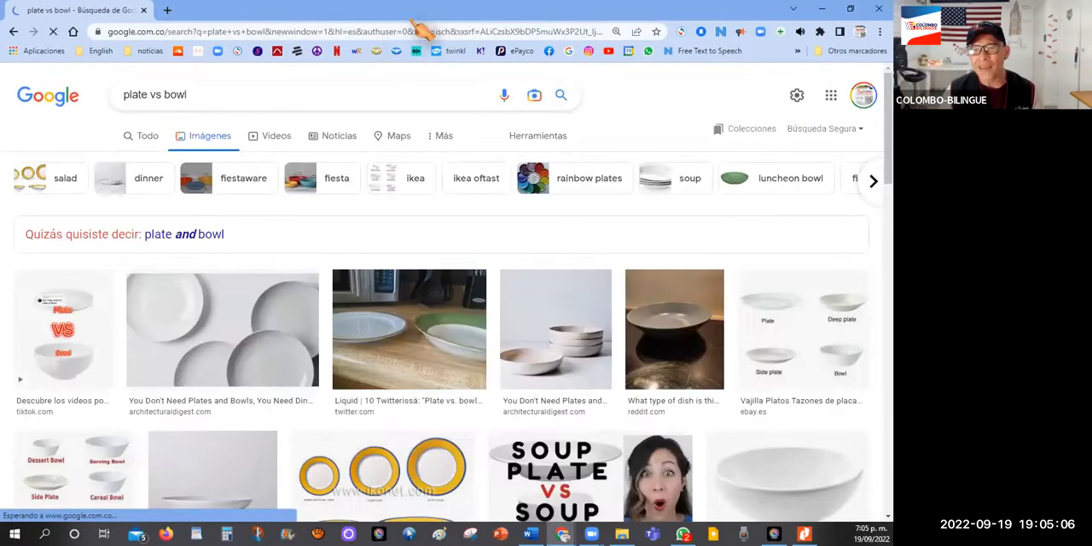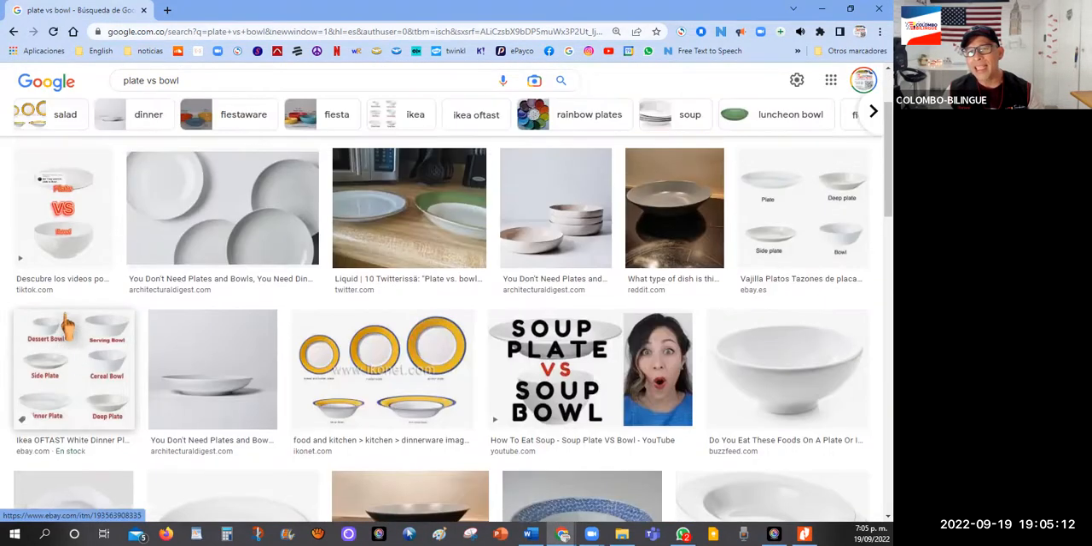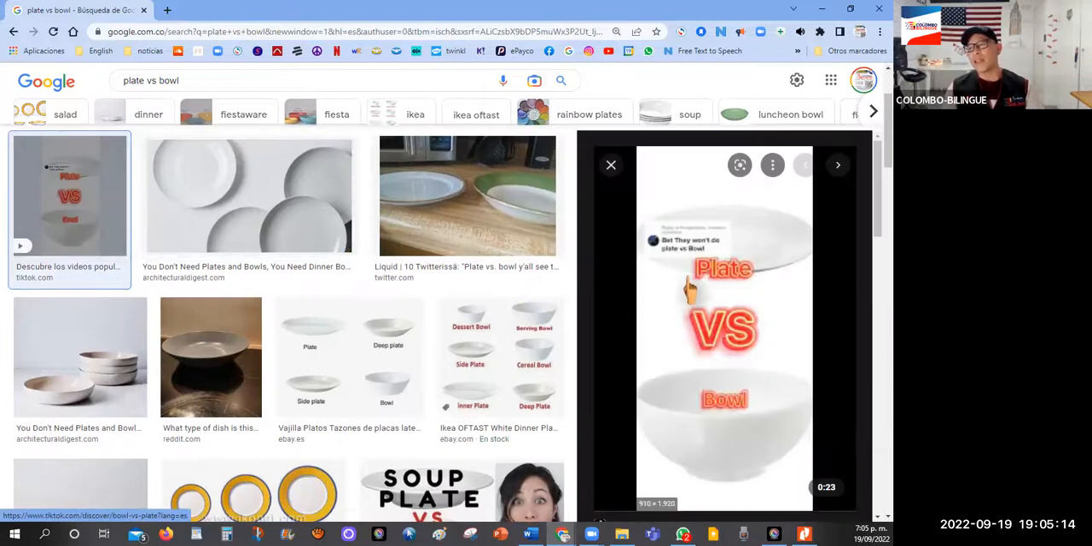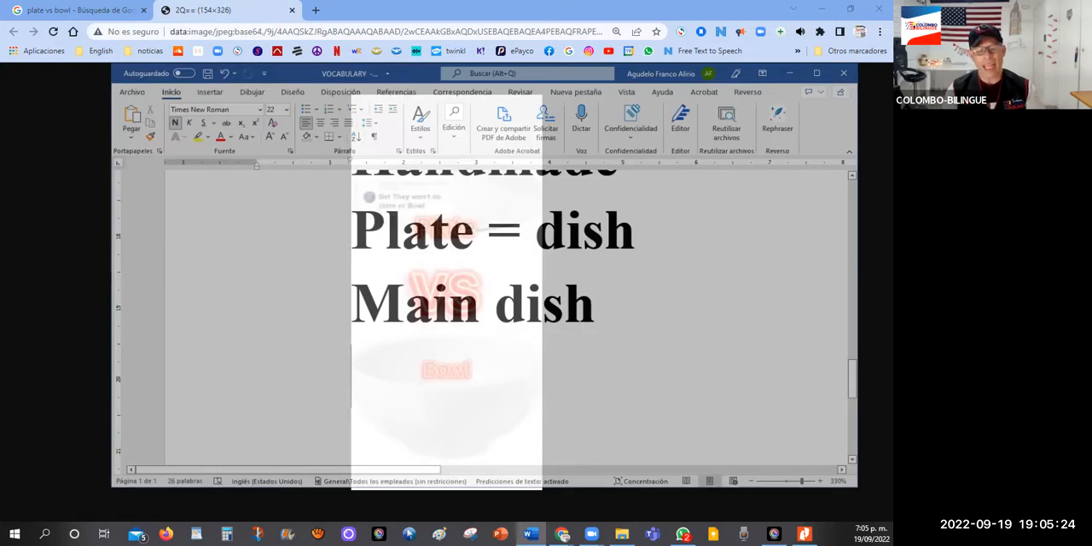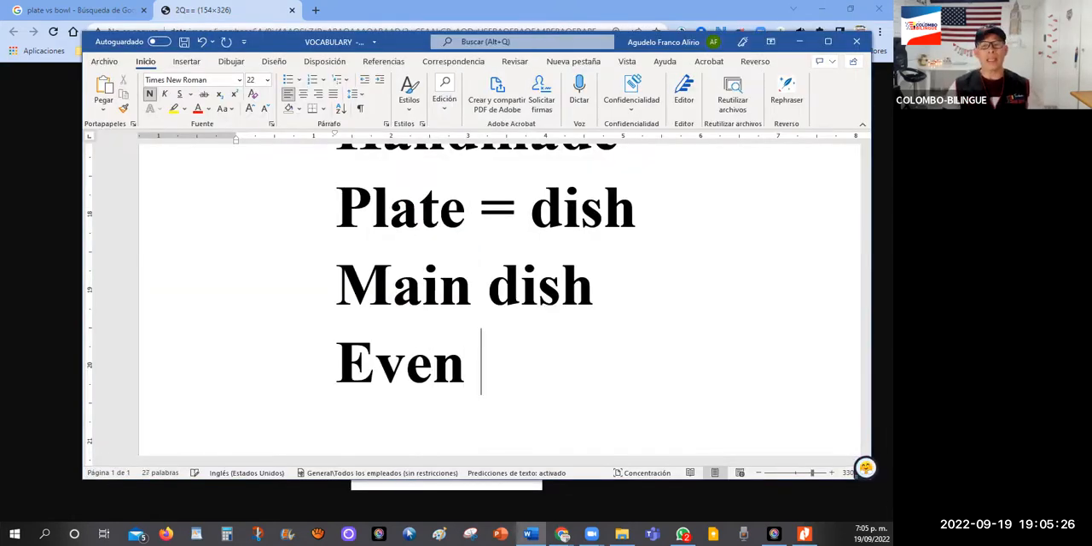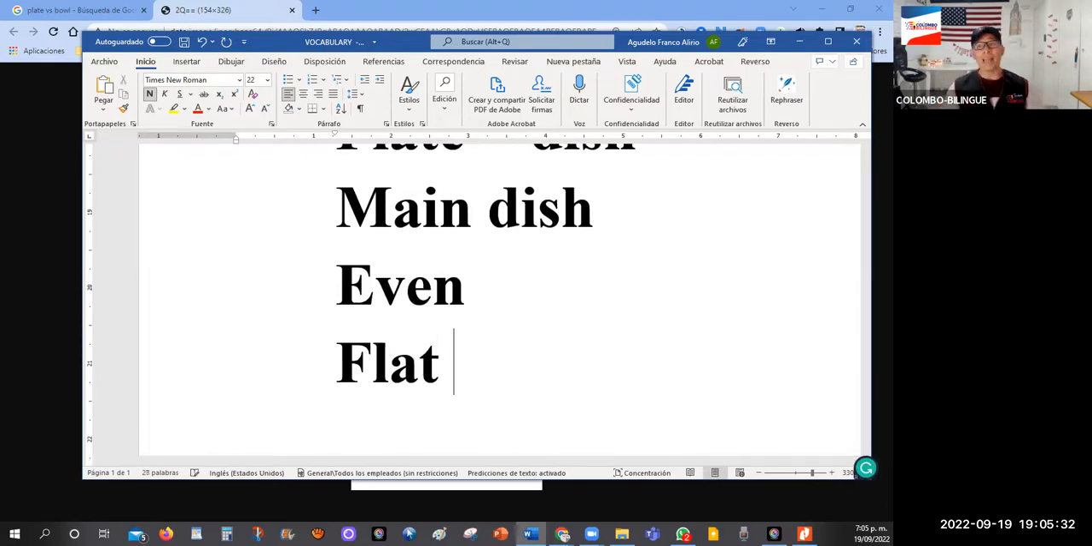Hey, see the difference. When we talk about this, look, I think this is actually the difference. We are going to see it this way. You know, this is a plate. A plate is even. A plate is even. Miren cómo se dice en inglés llano o plano: flat, even or flat.